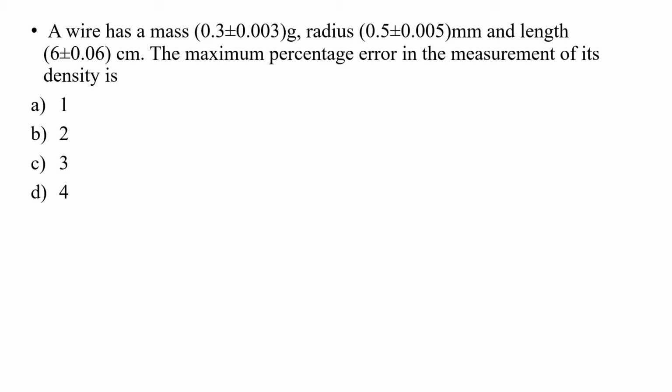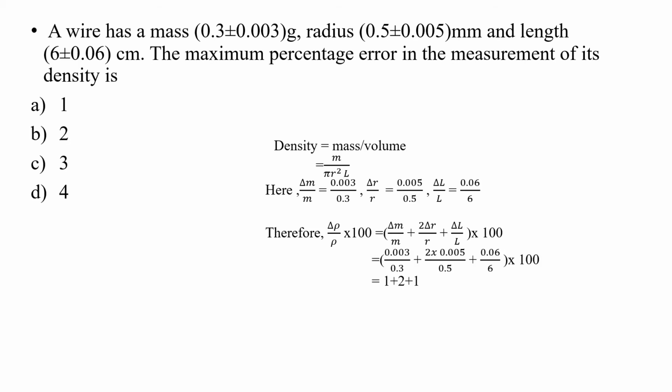I repeat the question. A wire has a mass represented in gram, that is 0.3 plus or minus 0.003. Radius represented in mm, 0.5 plus or minus 0.005. And length is represented in centimeter, where 6 plus or minus 0.06. The maximum percentage error in the measurement of its density is dash. So the data given is the mass, radius and length.